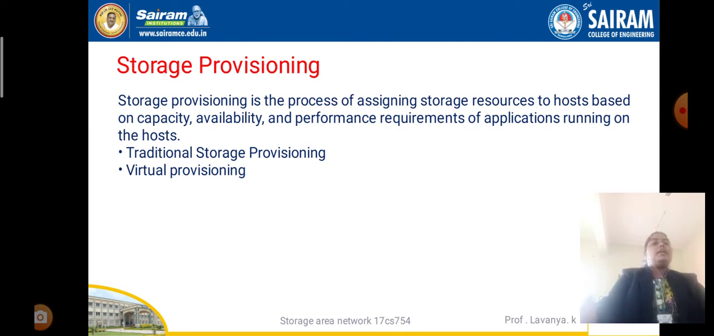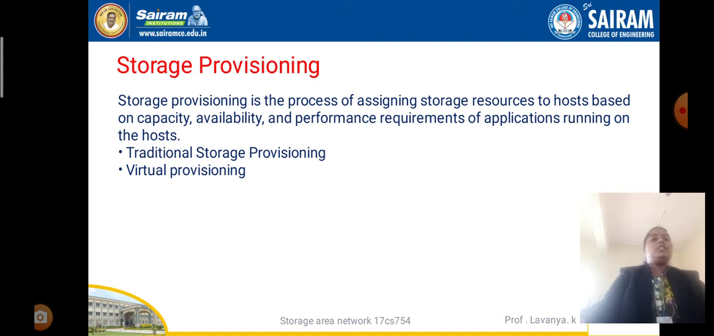Okay, then in traditional storage provisioning, we will see different types of functions, that is the logical unit, as well as the concatenation of meta logical unit, and then the striped meta logical unit. These are all our logical unit functions. Okay, we will see what the logical unit is now.